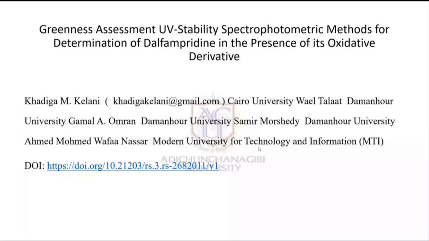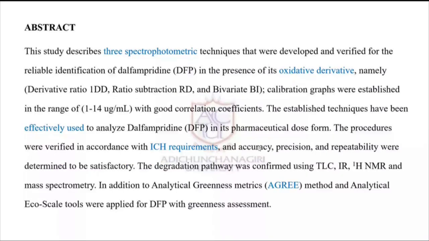Coming to the abstract, the abstract provided by the author says the study described 3 spectrophotometric techniques. Simultaneously, both the compounds, that is the drug and its degradant, were identified and determined by using 3 different spectrophotometric methods, namely the derivative ratio method, ratio subtraction method, and bivariate method.